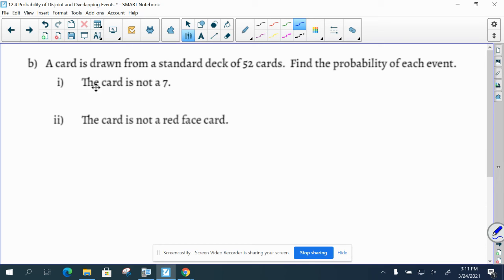And then a card is drawn from a deck of 52 cards. Find the probability that the card is not a 7. So how about we'll do the complement of that. So 1 minus the probability that it is a 7. How many 7s are in a deck of cards?